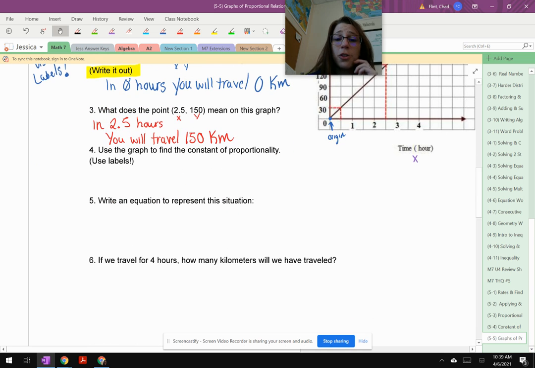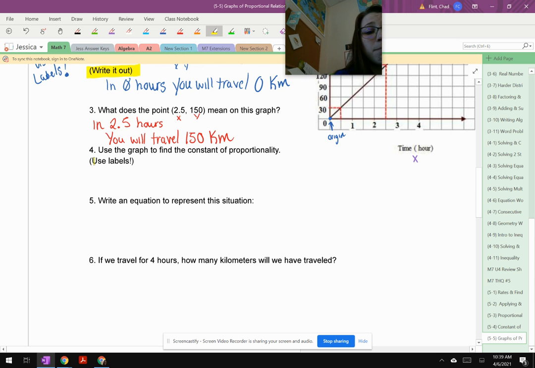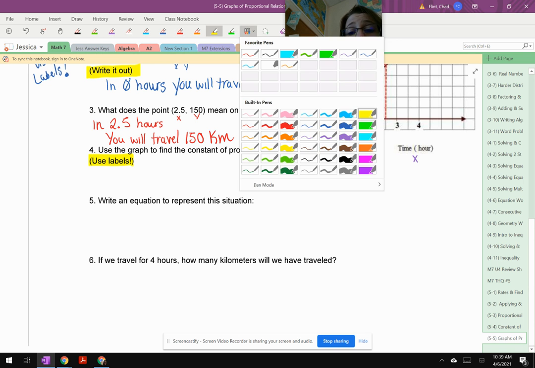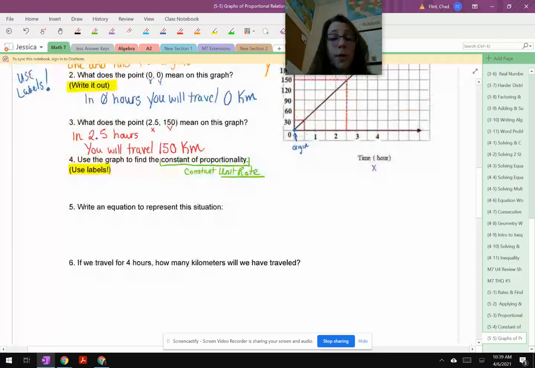Right, still on example 1, just moving on to the last 3 questions. The 4th question is asking me to use the graph to find the constant of proportionality. Just like last time, make sure you use labels. So that constant of proportionality, which if you don't know what that is, you need to go back to your notes and look that up. The constant of proportionality is simply just that constant unit rate. What is that unit rate in this problem?